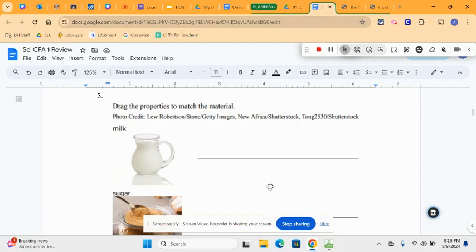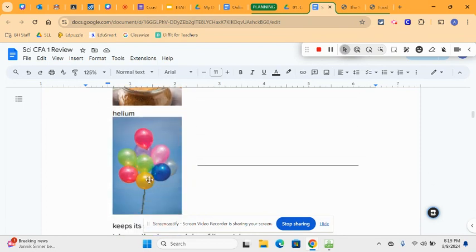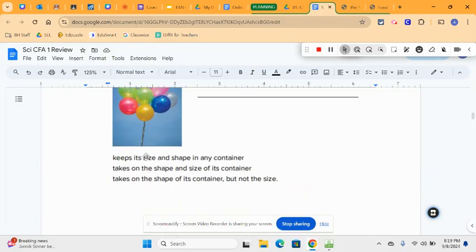Okay, number 3 says, drag the properties to match the material. So we have a picture of milk, and it's labeled milk for us, a picture of sugar, a picture of balloons filled with helium, and then we've got these 3 descriptors. One of them says, keeps its size and shape in any container. This one says, takes on the shape and size of its container. And the last one says, takes on the shape of its container, but not the size.